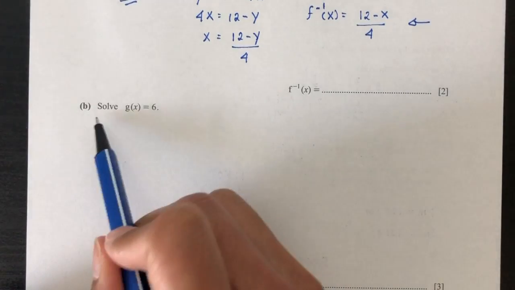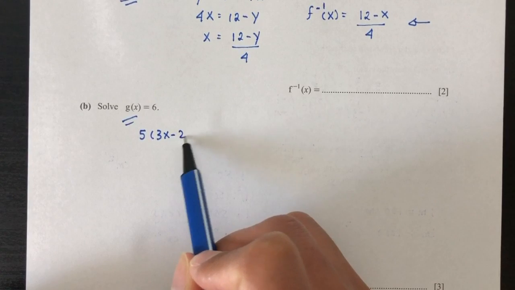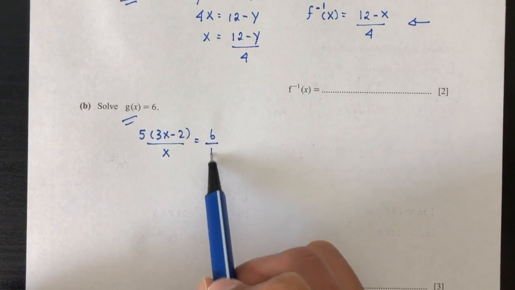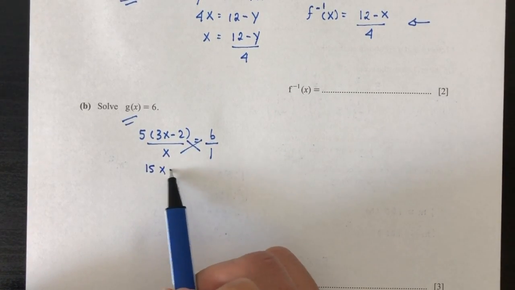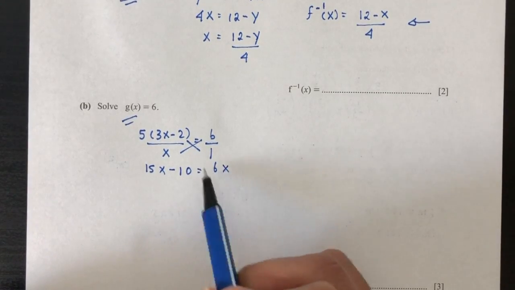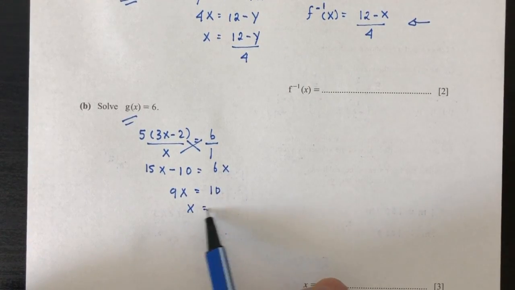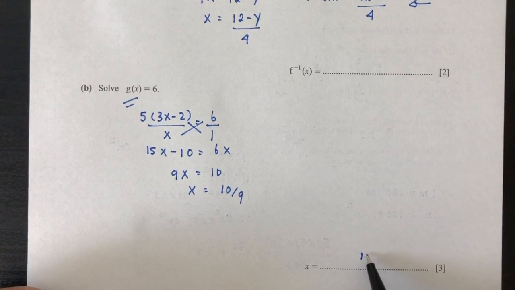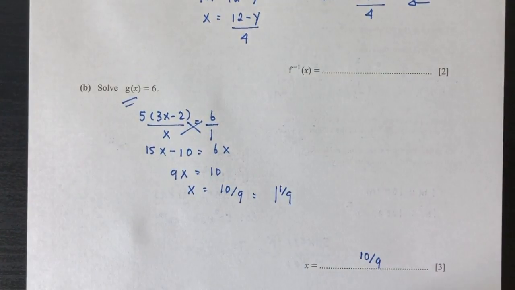Now for part B, solve this one. G of x equal to 6, so 5 minus 2 divided by x equal to 6. 6 is 6 over 1. So we cross multiply. You will have 15x minus 10 equal to 6x. Now we send x over here. You will have 9x equal to 10. So x will be 10 over 9. That will be your answer for this one. 10 over 9, or you can write it as 1 and 1 over 9 if you want to. That will be part B.